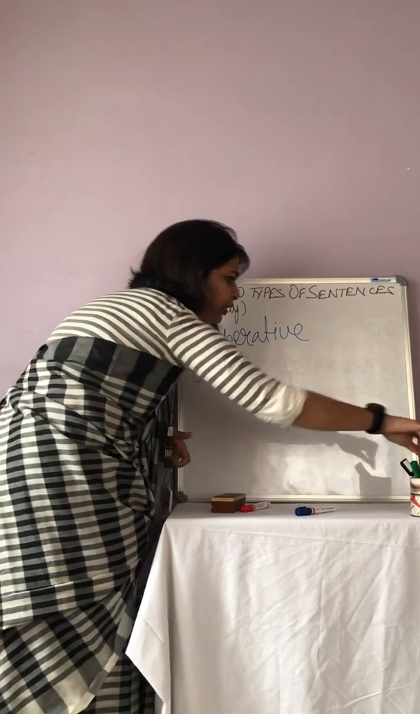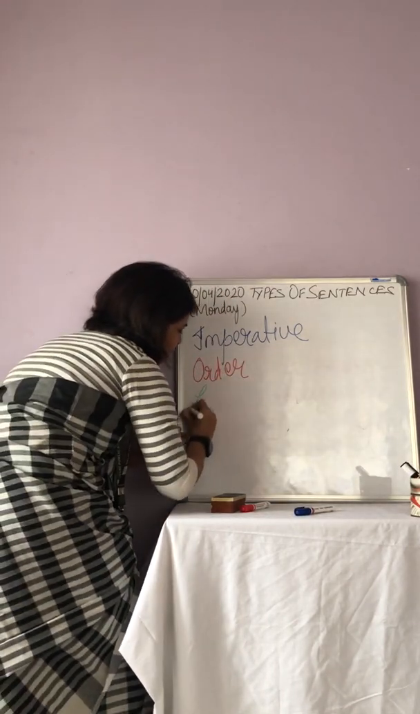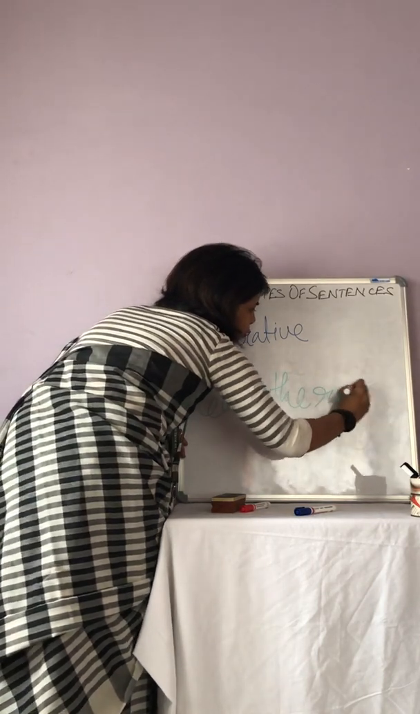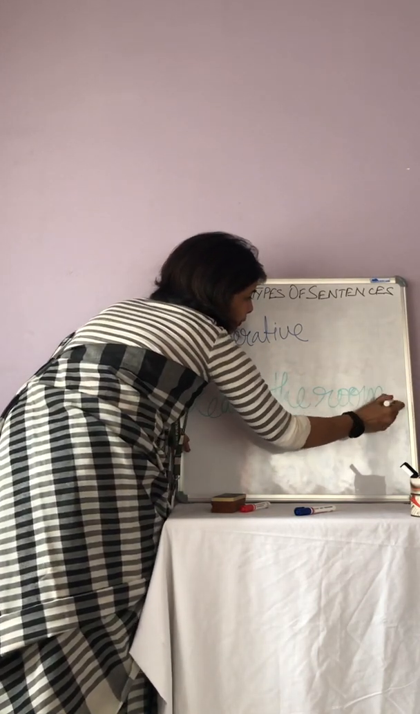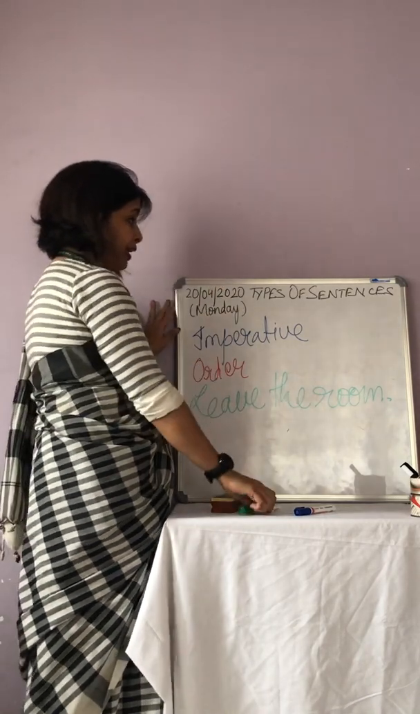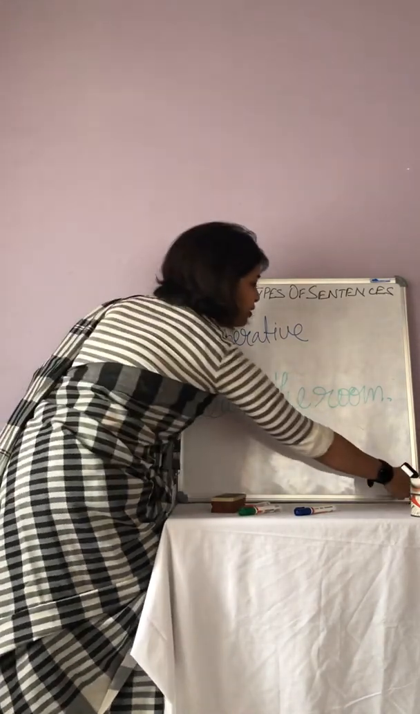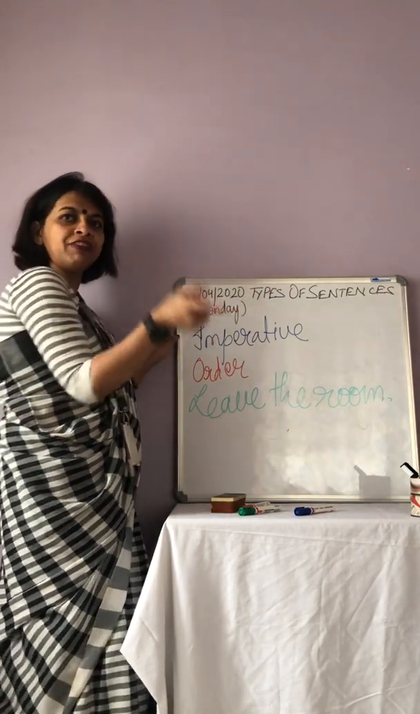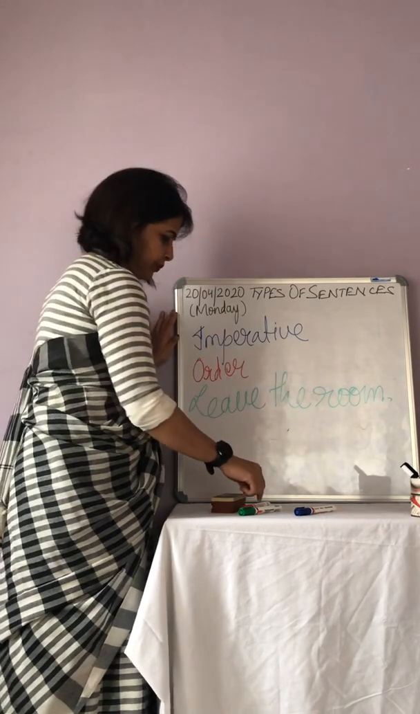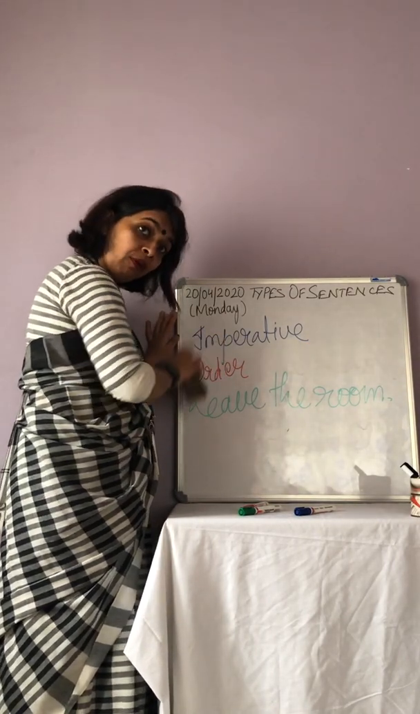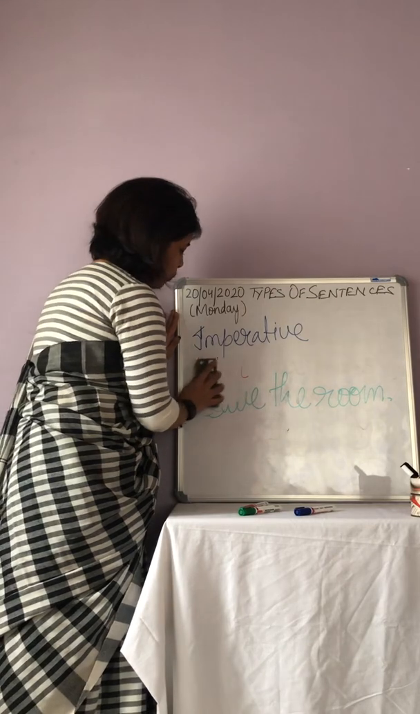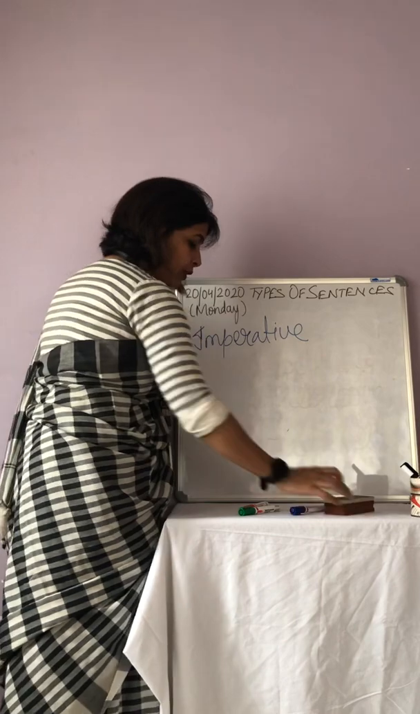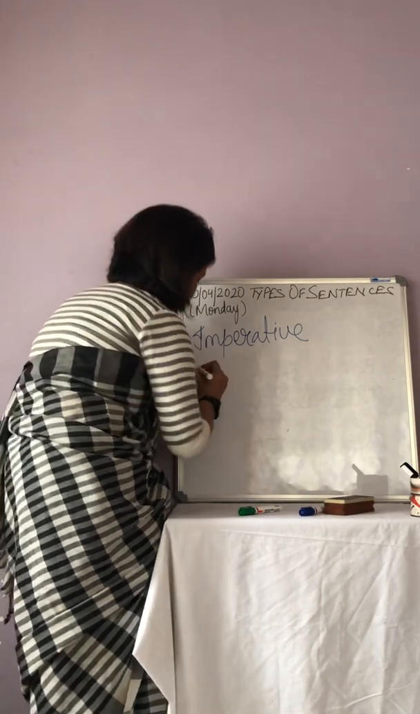Okay, let me use a green pen. I hope it's going to be visible. Leave the room. So here I am instructing. Children, is it visible? Leave the room. So here I am giving a command. I am giving an order. Leave the room. Alright. So this is one type of imperative sentence where you command or instruct or you order. Now what is that other type? Other type, let us see.